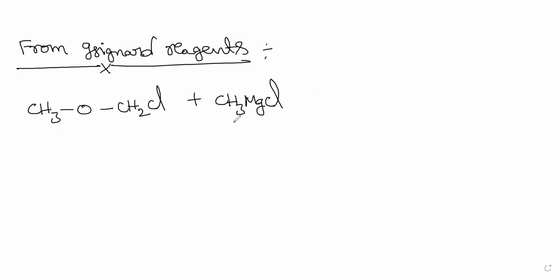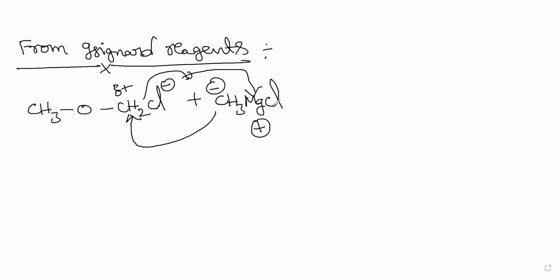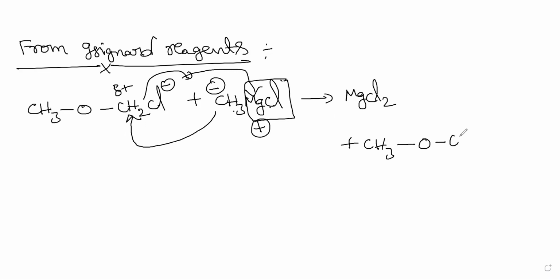CH3MgCl will give Cl minus and CH3 minus. CH3 minus will go and hit here and Cl is out, and it will get attached to MgCl. What you have to do is connect the positive to negative, negative to positive. Here CH2 is positive and Cl minus is negative. Negative to positive, you connect. So you get MgCl2, plus CH3O CH2 CH3.